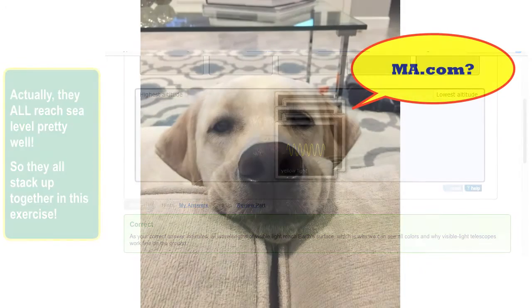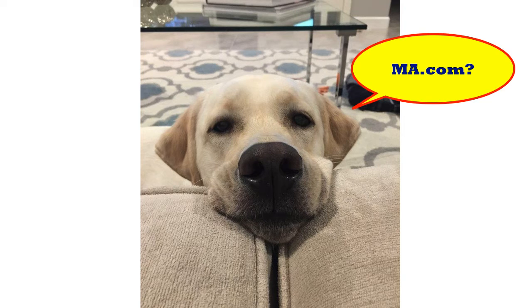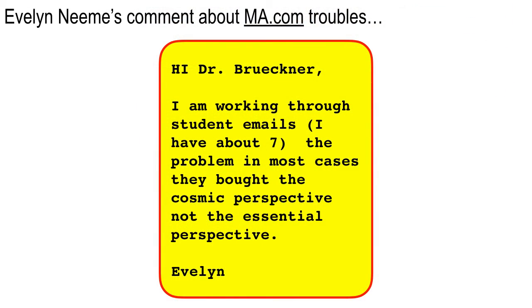And one thing that's necessary is for some of you to figure out MasteringAstronomy.com. You look kind of puzzled, like this little hound dog here. For those of you that tried to register, here's what Evelyn Nemi wrote me last night. I'm working through student emails. I have about 7. The problem in most cases is that they bought the Cosmic Perspective, not the Essential Cosmic Perspective. Now, I see somebody up here in the front checking the front of his book. Here's what the covers look like.